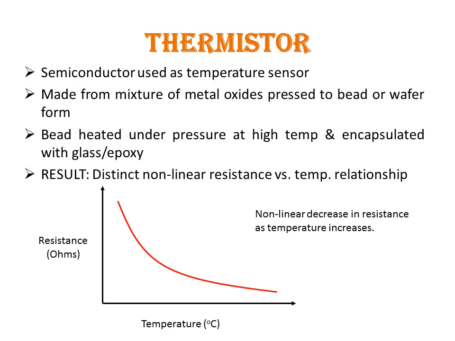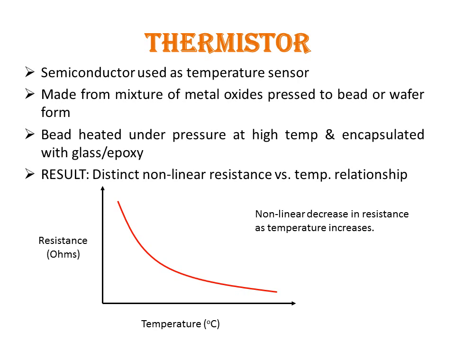The next resistive transducer is the thermistor. A thermistor is made up of semiconductor material. It is a semiconductor which is used as a temperature sensor. It is made from a mixture of metal oxides pressed to form a bead or a wafer form. The bead is heated under pressure at high temperature and it is encapsulated with a glass or epoxy material.